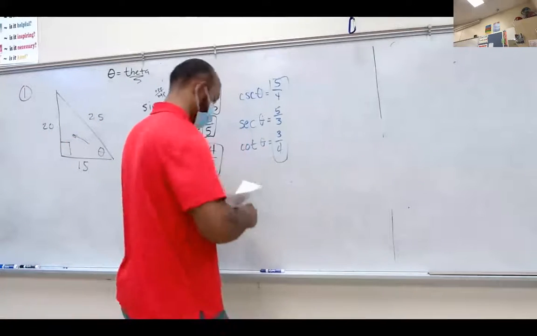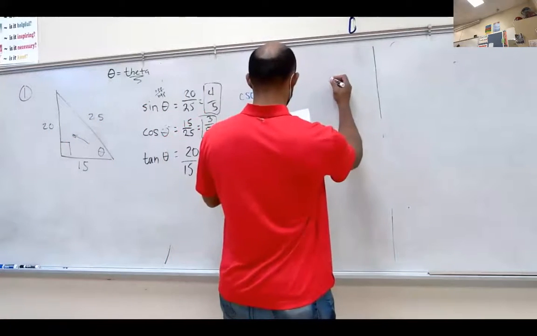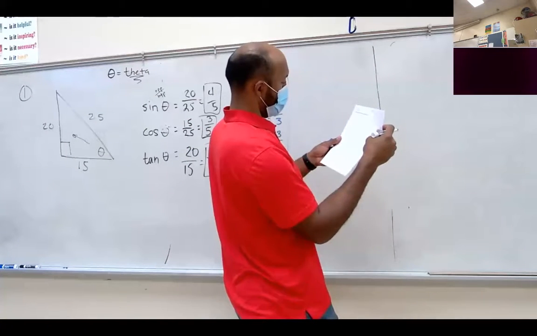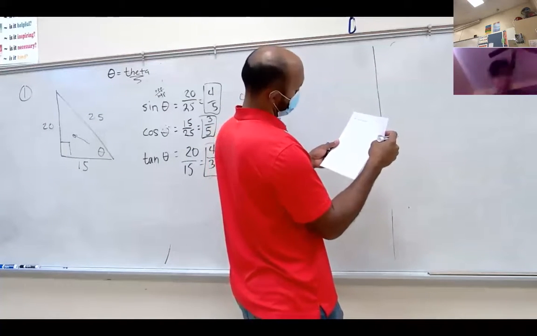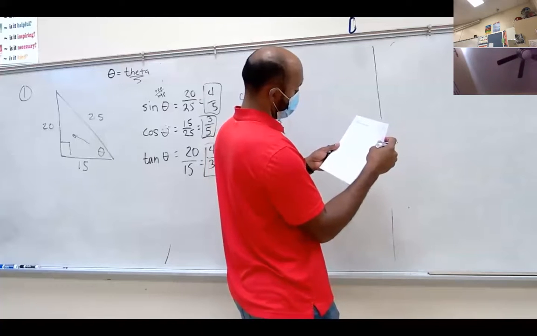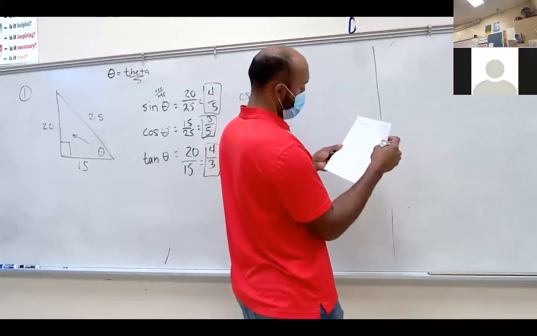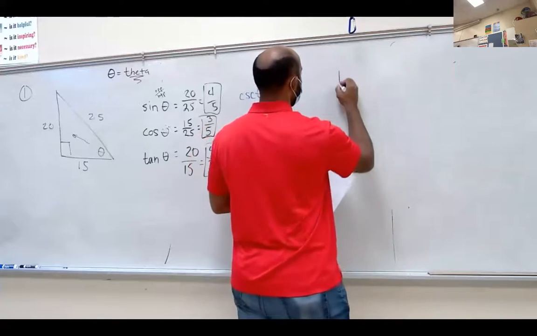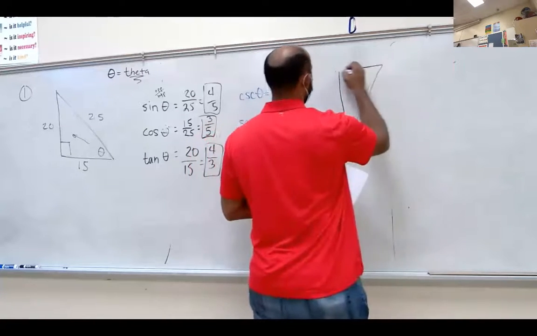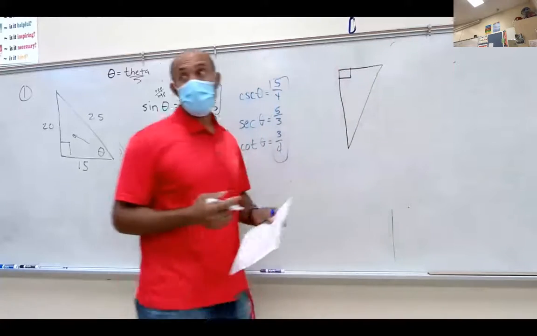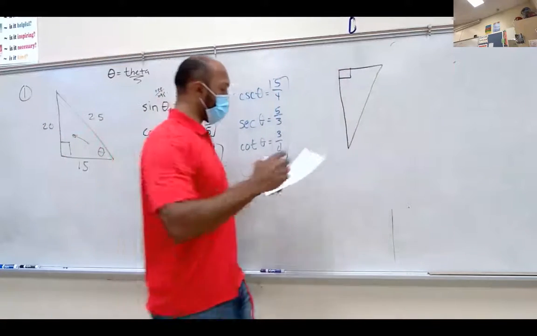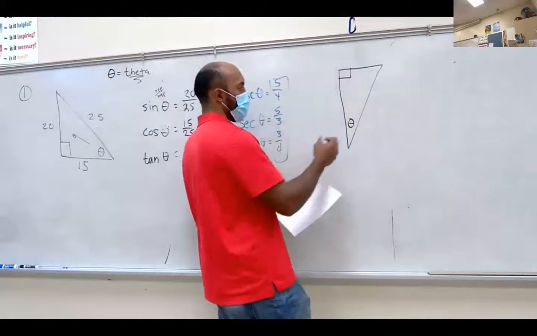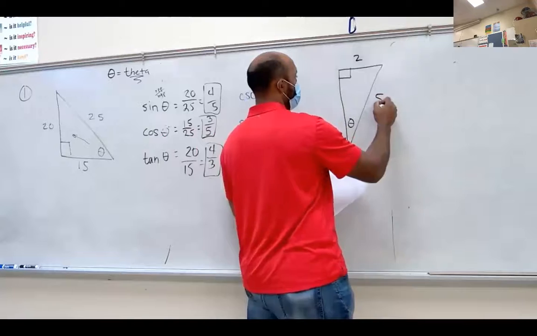Okay, so now let's take a triangle. How about that one? Yeah, let's do that one. Okay, so my triangle's upside down, so you kind of have to flip things around in your head a little bit. My theta, my angle, is down here. This side is 2, this side is 5.